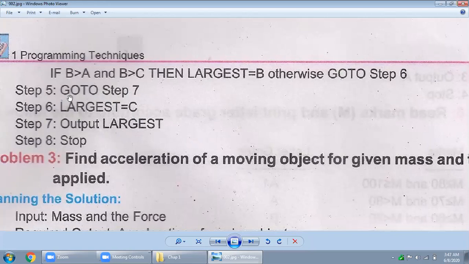They give us the instruction to move to step 7, and the control automatically moves to that step. So step 7 is output largest, and the last step will be stop.